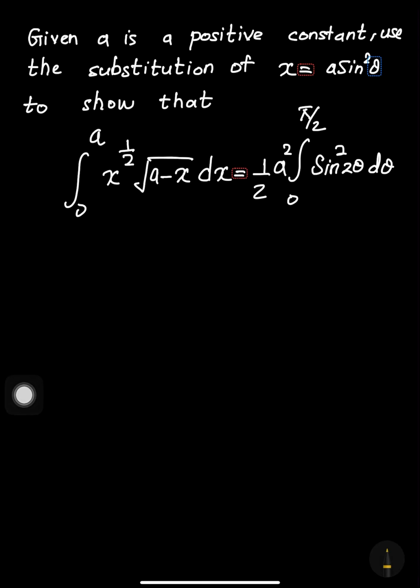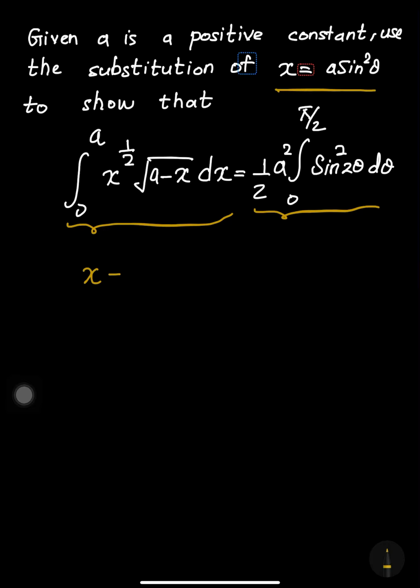This is an interesting proof question for integration. In this, they have given a substitution in terms of x. If you can see, on the left hand side the function is everything in x, and on the right hand side it is in theta. So you have to change everything to theta here. So x is equal to a sine square theta. That is the substitution you have to do here.